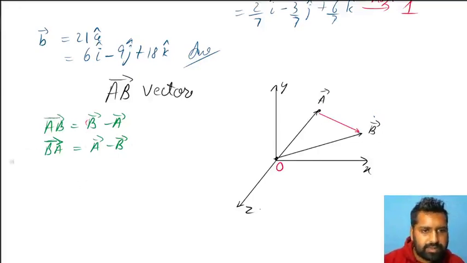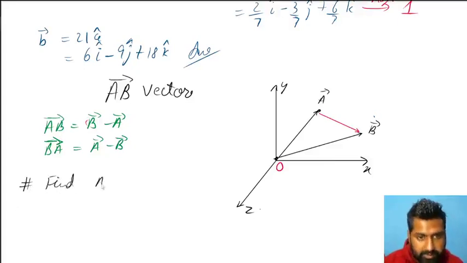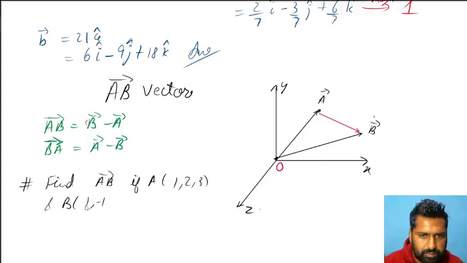Let's understand this with the help of an example. It's in 2D, but still the idea follows. Find the AB vector if A is 1, 2, 3 and B is 1, minus 1, 2.